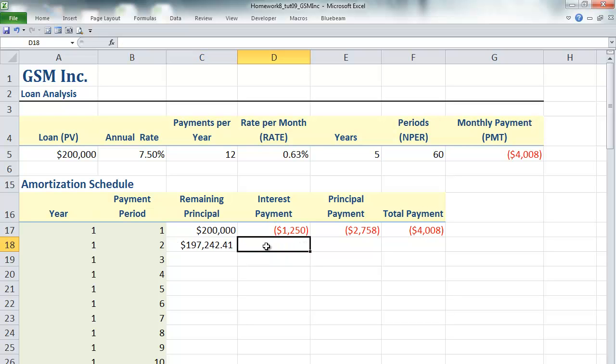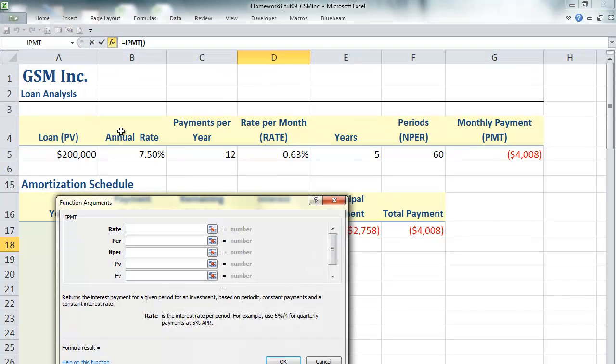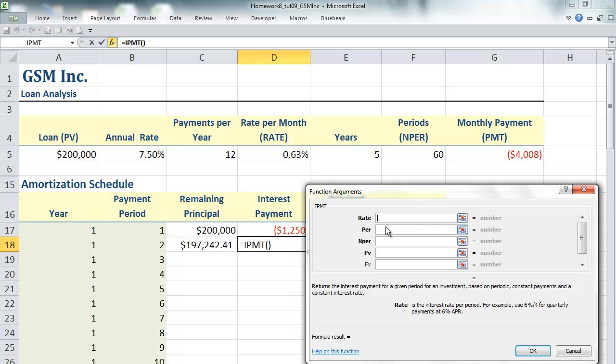Now let's put in the interest component of payment period 2. We're going to come up to formulas. We'll do recently used. We'll use the IPMT function. We're going to enter for the rate, the monthly rate in cell D5, and we're going to freeze that. We're going to click here in the period number data entry area, and we click on cell B18. That's the indicator for payment period number 2. We want to copy this down eventually, so we do not freeze that address.